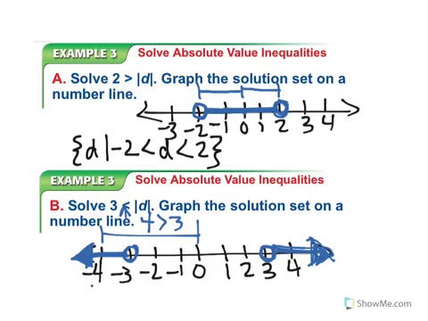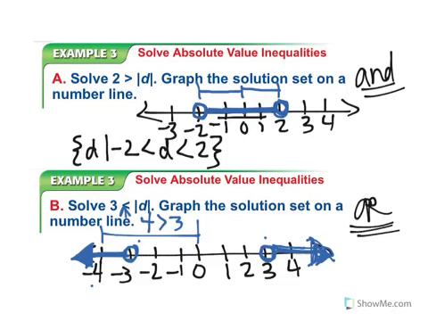Now remember, when we had our endpoints and the arrows were pointing in opposite directions, that was an OR statement. So this is going to be an OR statement. Up above, this was an AND statement, because we actually shaded everything that was in between.